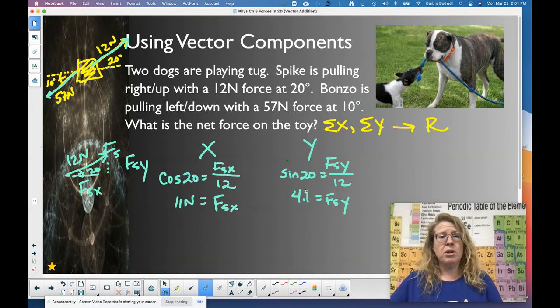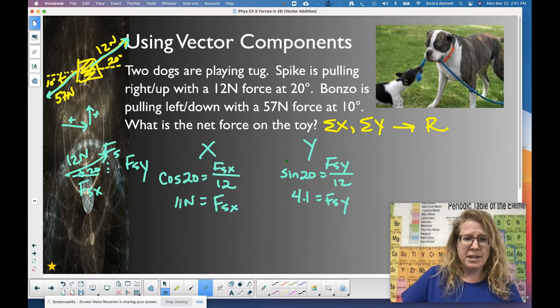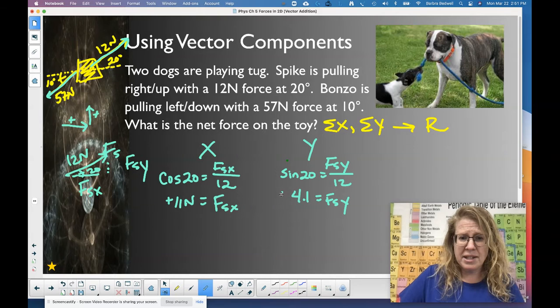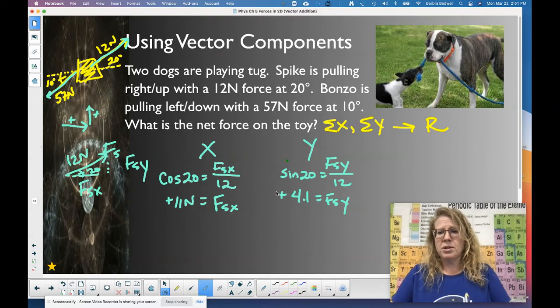Let's use our typical convention: this direction is positive, and we'll call that direction positive. So in this particular case, these are both positive vectors. It's to the right 11 newtons and it's up 4 newtons. So we're going to do that part.